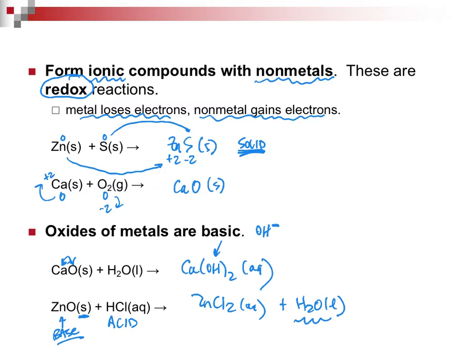So this section says ionic compounds form with nonmetals, and when they do this, they are redox reactions. They form solids. The bold also says any metal oxide you have is going to form a basic solution.